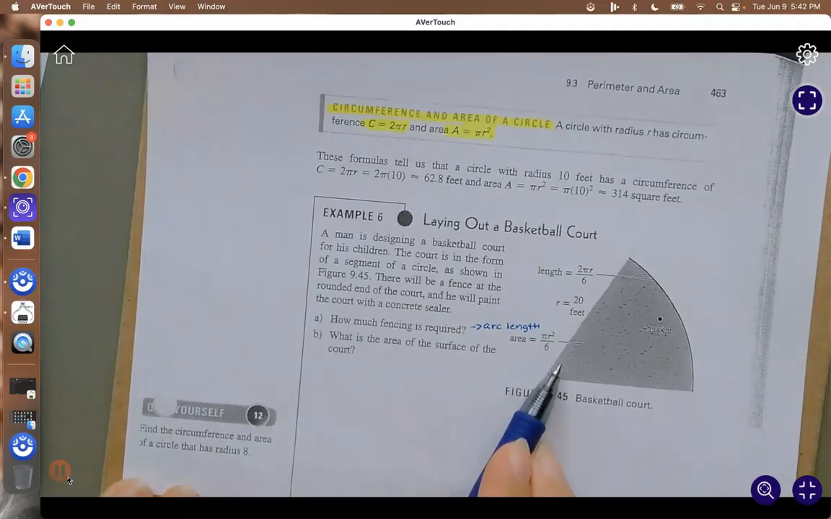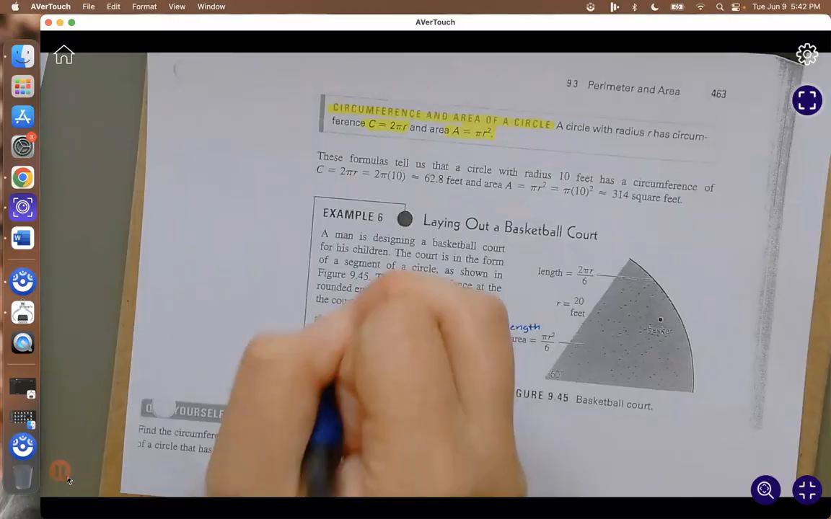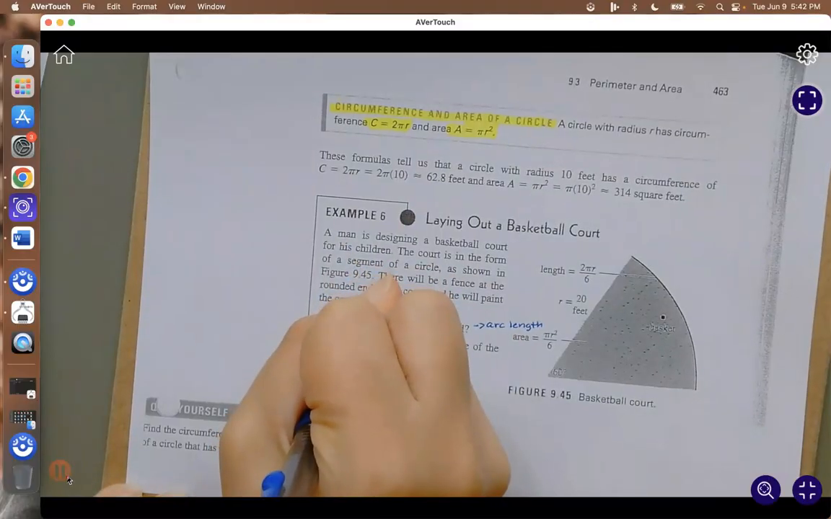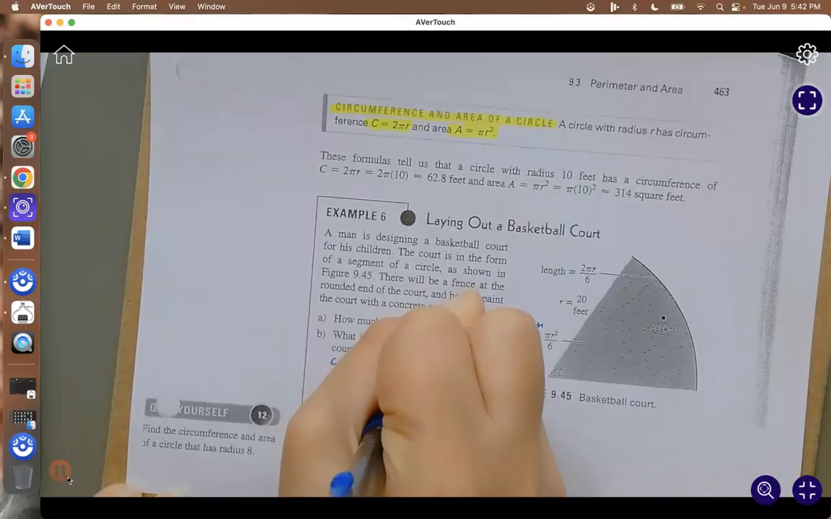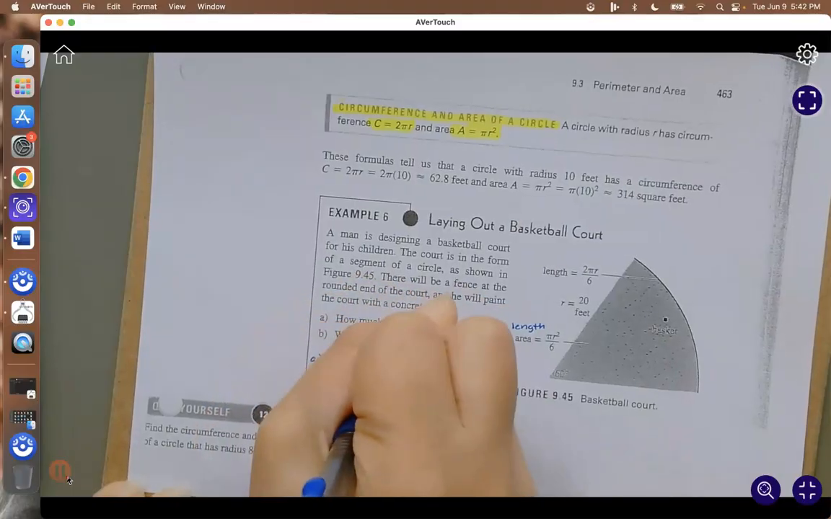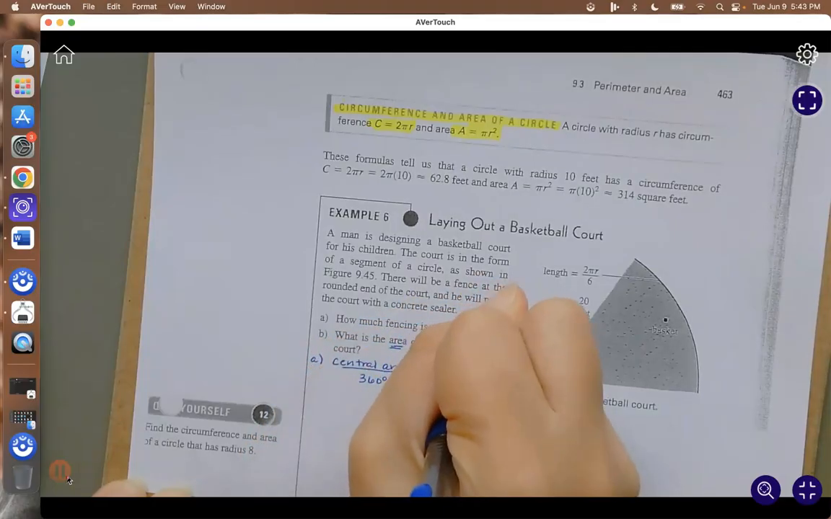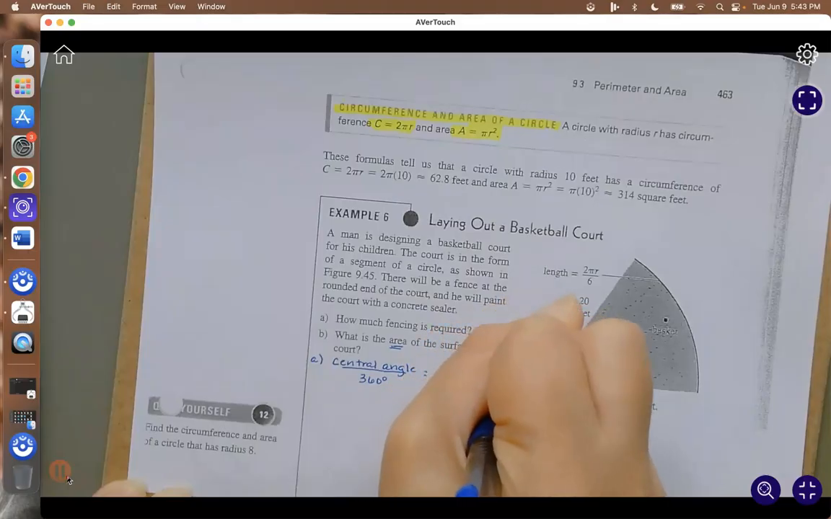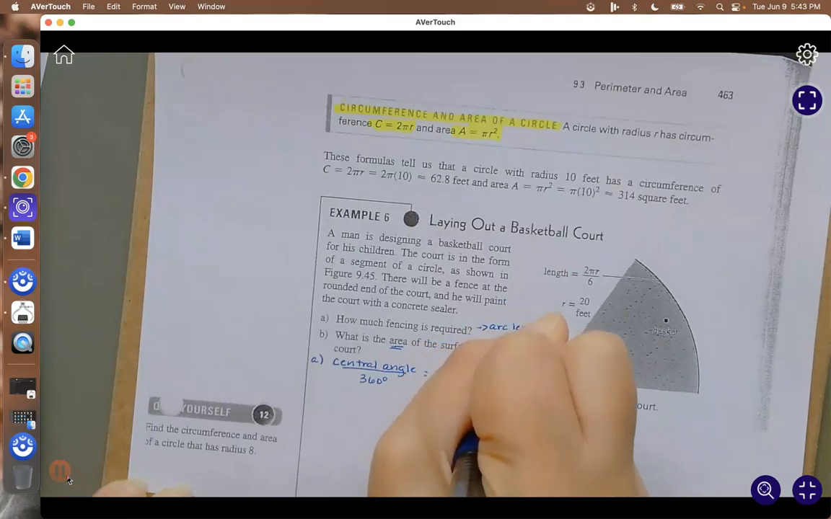Now, what's the area of the surface? So what they're going to want you to do is find the area there. All right, so here we go. So remember, arc length: the central angle over 360 equals arc length over circumference.